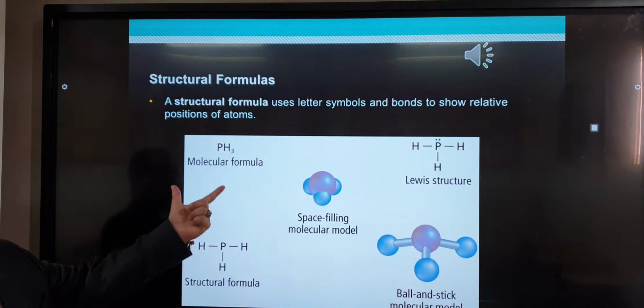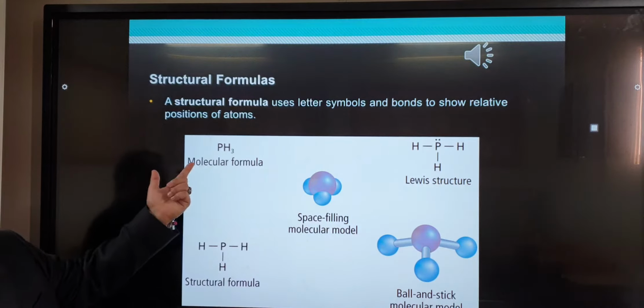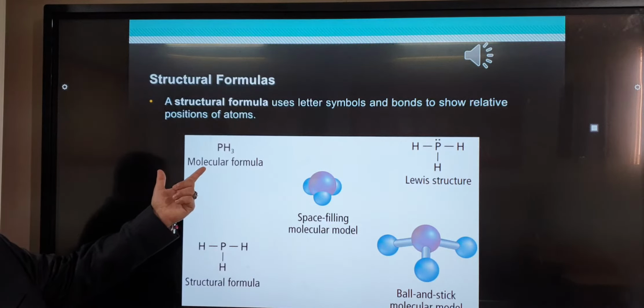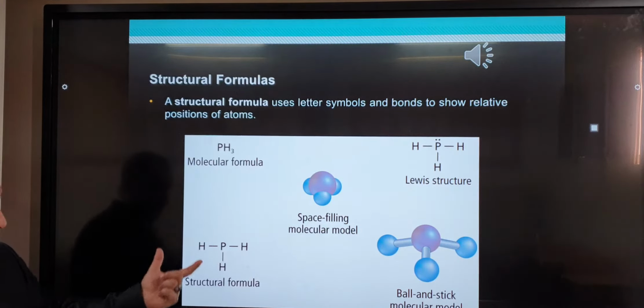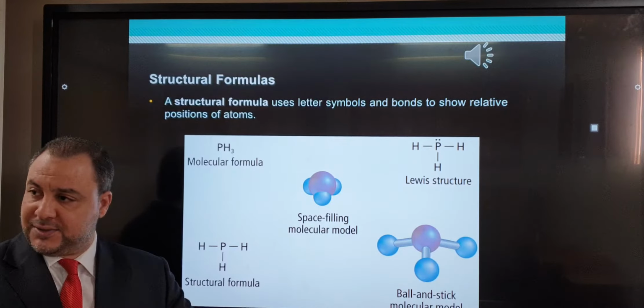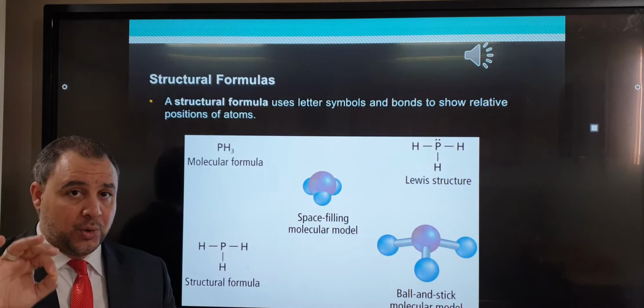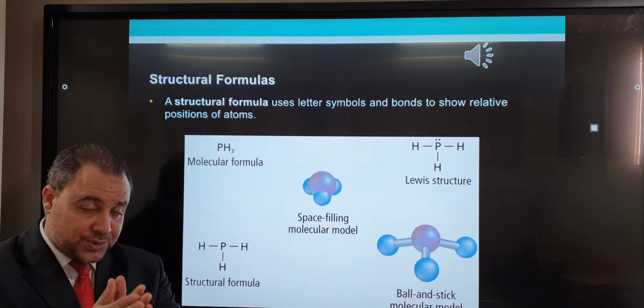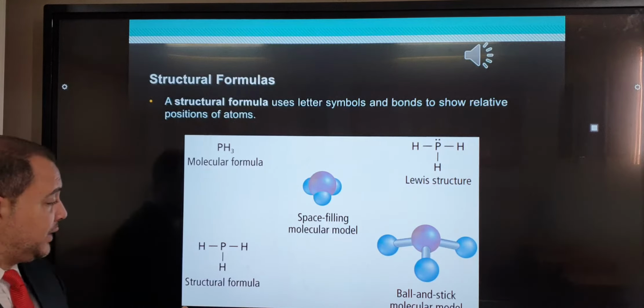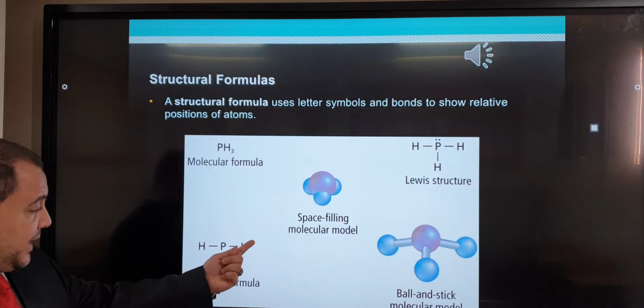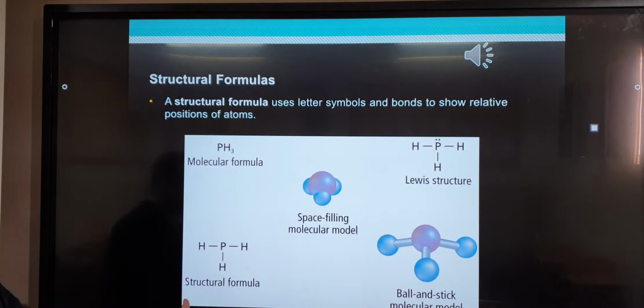And this is called what? Molecular formula of PH3. Okay, PH3. This is a structural formula, in which we can draw the bonds and determine the atoms that form this compound, PH3. PH3 structural formula.